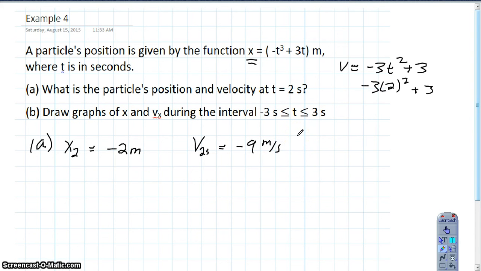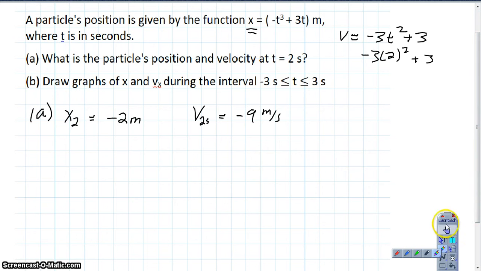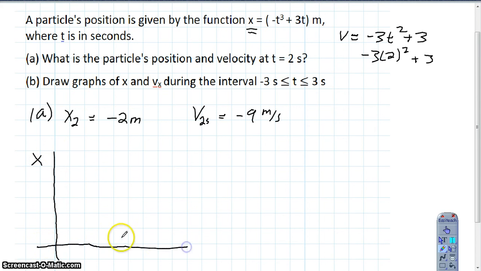Okay, so hopefully that part wasn't too bad. Draw graphs of x and v of x during the interval from -3s to positive 3s. I don't know that I'll necessarily work this all the way out, but what I will say is you can use your calculators. The whole point of this now is you can use your calculators. You've got an equation. So to draw your graph for x, if I want to do my position versus time graph, I know that's probably not giving me the range I actually need, but I'm just ballparking it here.